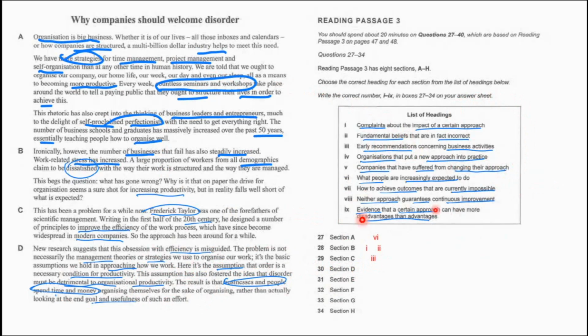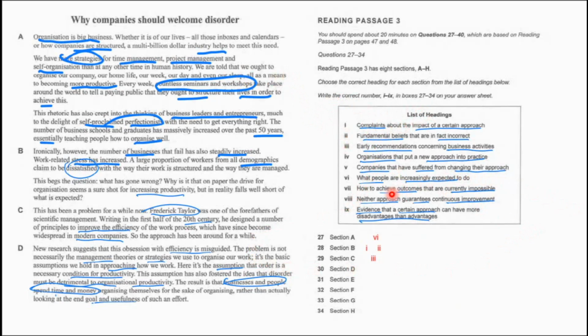We read the first line and they say obsession with efficiency is misguided. That means something originally believed was not true. So let's move to the options. It seems the first option, because of a certain approach, and they are talking about complaints. But so far reading after this paragraph, I understand approach here means order or disorder, so this could not be our answer, the first one.